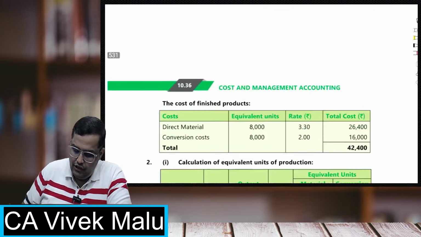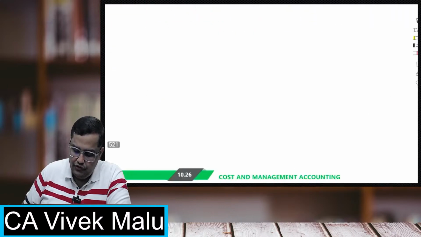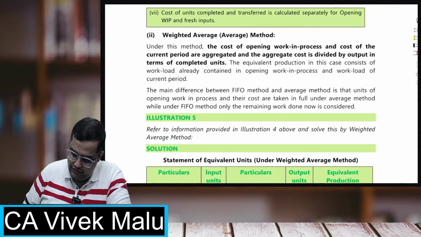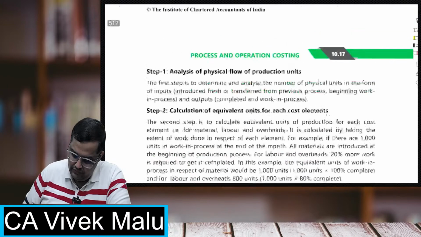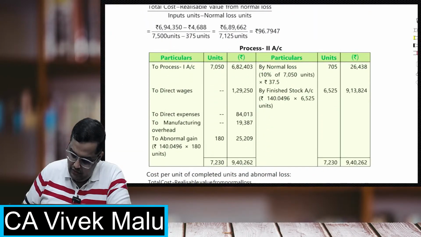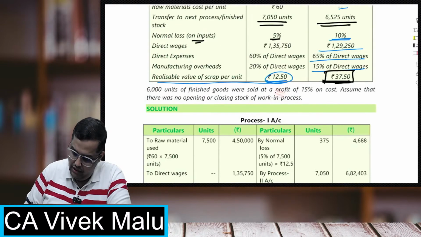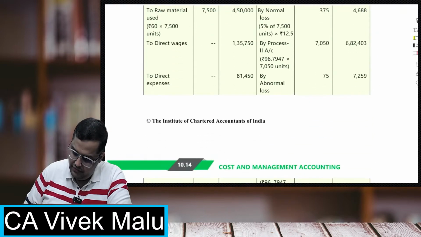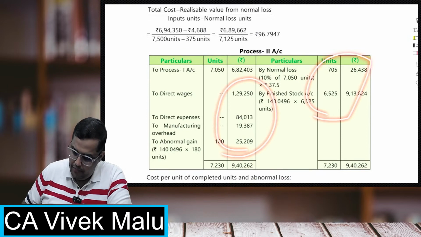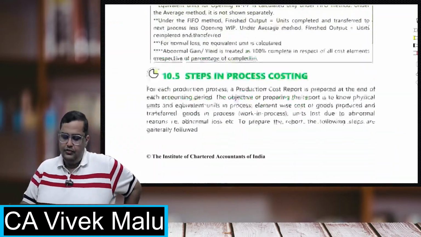Next, students, this chapter has one more concept, and that is interprocess profits. We wanted to see the previous question also, which we solved in the class. Okay, so this was correct. You remember this process 1 and process 2 which we made? Our answers were absolutely perfect. Abnormal gains and all that were perfect. We haven't checked that actually that time. Okay, let's move ahead.